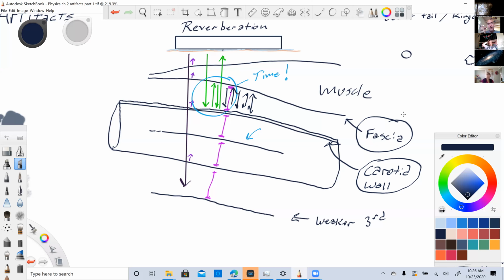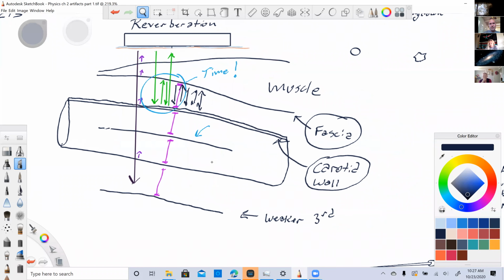So that in a nutshell is our reverberation artifact. We do see it all the time. It's virtually never helpful. By the way, some of these artifacts are never helpful. Some of them are sometimes, and others are like, wow, if it wasn't for that artifact, I wouldn't have seen what was going on at all. And that definitely happens, especially like with finding tiny little stones.